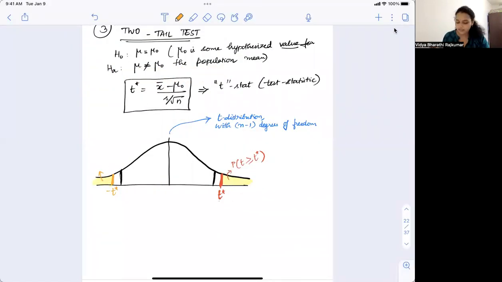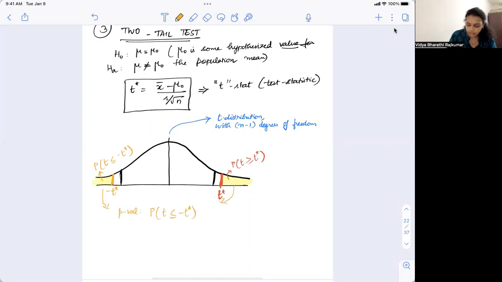I've been able to fix that. So this is nothing but P of t being lesser than minus t star. So my p-value essentially will be both of these areas. So p-value is given by P of t being lesser than minus t star plus P of t being greater than t star.